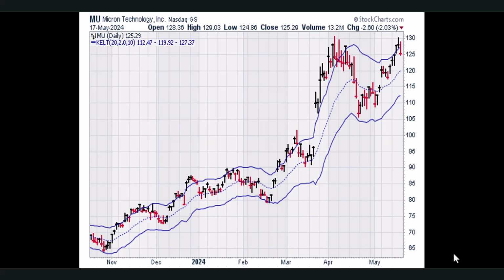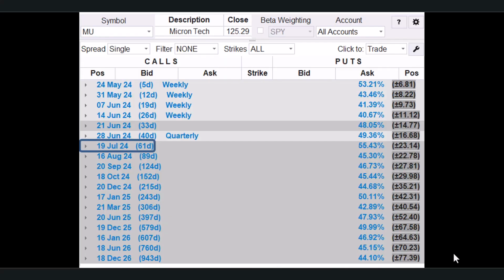Next, we're going to look at a daily chart that displays the Keltner channel. As a rule, we don't want to buy calls if the stock price is above the upper Keltner channel line. Anywhere inside the Keltner channel, or even below the Keltner channel, is fine. The MU stock price is below the upper Keltner channel line, so MU is inside the buy zone. Since the trend is up, we want to buy a call.